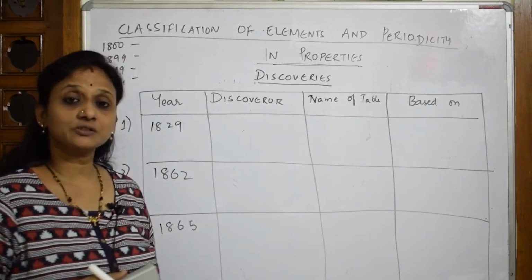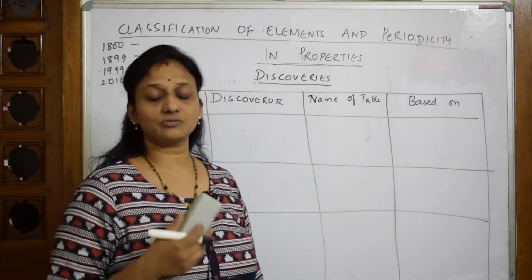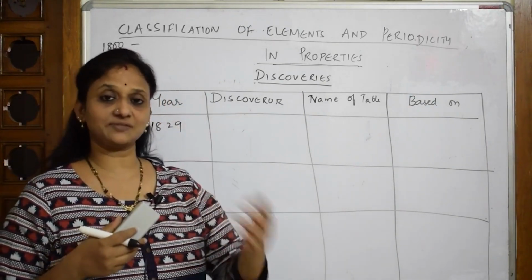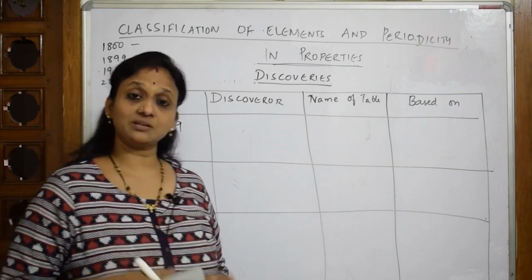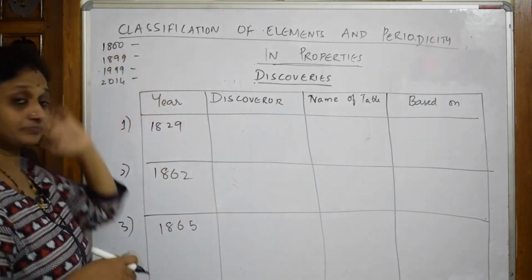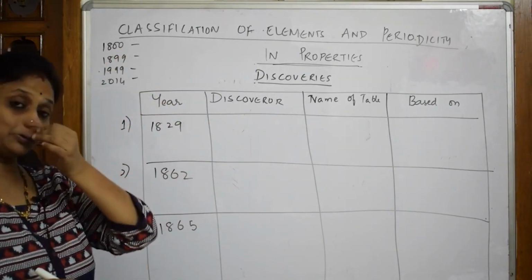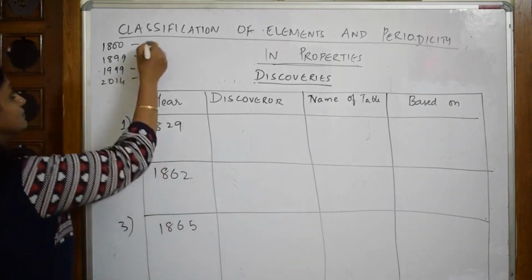So let's start. The first discovery, or the first excavation, of the periodic table elements started in 1800. Right. In 1800, the number of elements discovered was only 31.